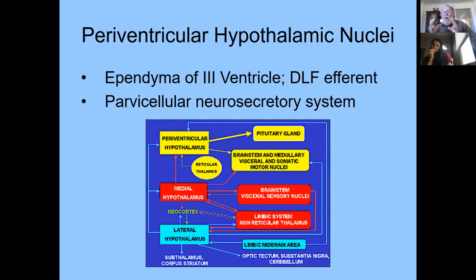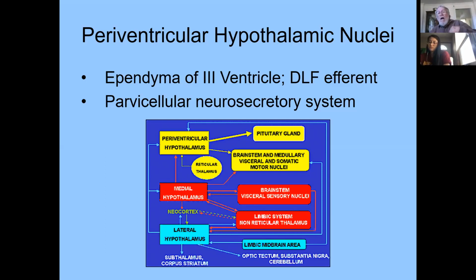the target organs, some of their outputs can access back into the brain. They're able to go through that so-called blood-brain barrier, and they act on these parvocellular neurosecretory cells, like the periventricular nucleus, through what is called long loop inhibition.